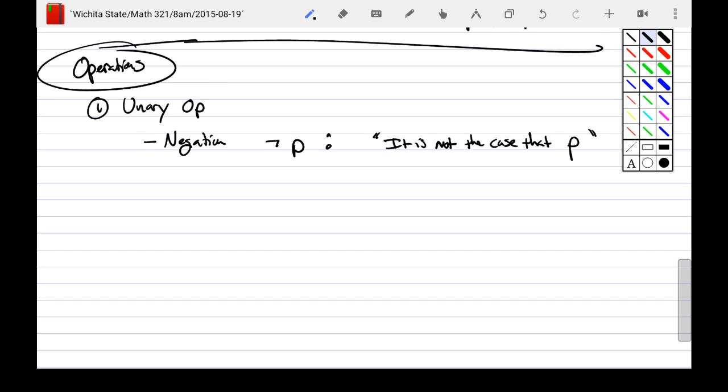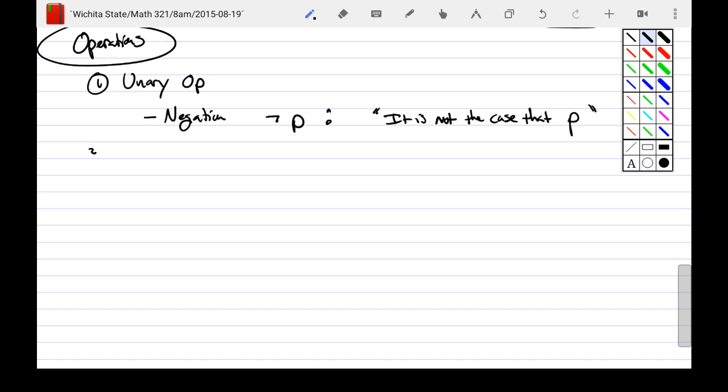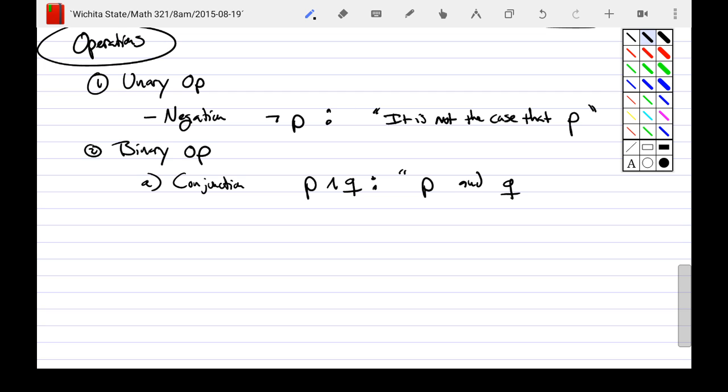That's the only one that we have for unary. The next ones are all going to be binary. Binary operations are going to work on how many objects? 2. And so for the binary operations, the first one is conjunction. What conjunction looks like is P with the bridge symbol Q, and this is denoted as P, and then simply the English word "and", then Q.